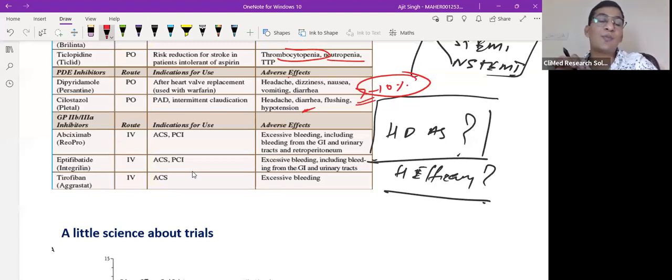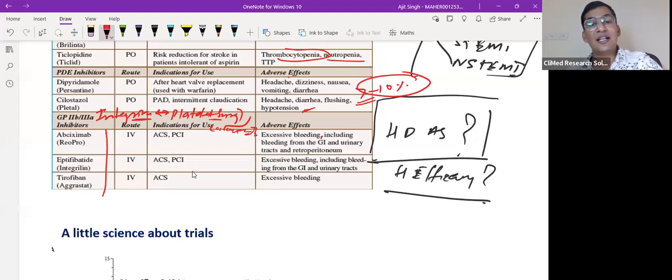What is glycoprotein? Glycoprotein is actually the integrin. As I told you, this is attached to the platelet surface. Integrin means the receptor. Integrin is the name of the protein which is attached to the platelet surface and catches the collagen, attaching all other platelets and the same platelet to the injured site. So to inhibit that, in urgent cases, we have three drugs: abciximab, eptifibatide and tirofiban.